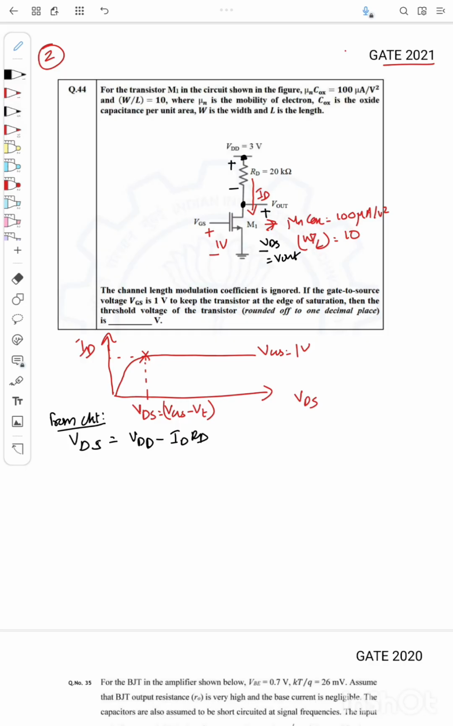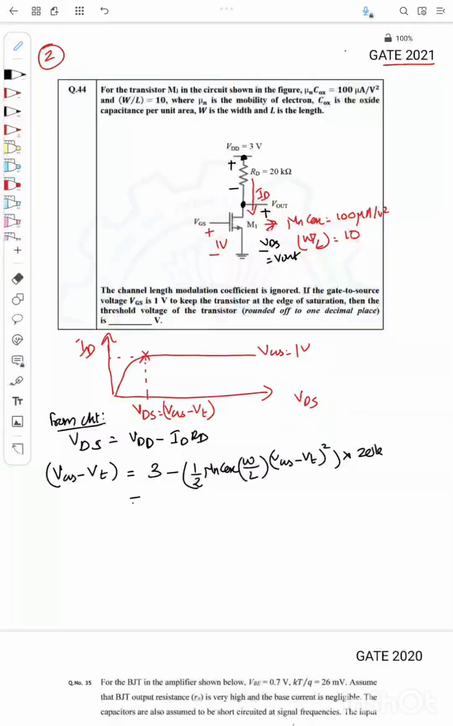Okay, now given in the question VDS is known. From the question, VDS is equal to VGS minus VT because it is working at the edge, and VDD is 3 minus, what is ID? Since it is at the verge, I can write ID as 1 by 2 mu n COX W by L into (VGS minus VT) square. Okay, so this is ID, that into RD is 20k.